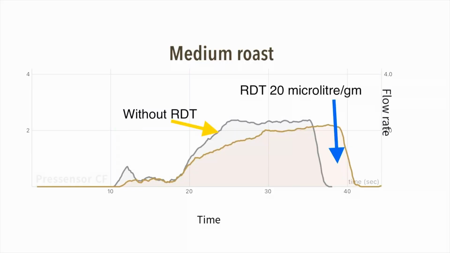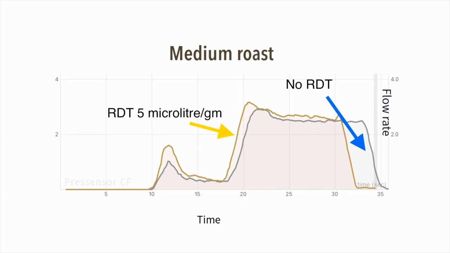With 20 microliters per gram, I found that there was again a slight increase in extraction times. I think it did not actually improve the flavors. If anything, I preferred the coffee without the RDT. And just like with dark roast, I found that adding a small amount of water, 5 microliters per gram, reduced the extraction time, not as much as the dark roast. The extraction was faster, and the coffee that came out tasted okay. It just wasn't as complex. Tested again, and again I got the same results.